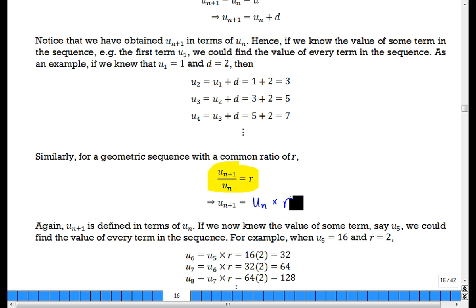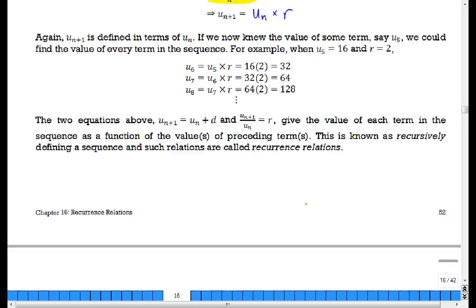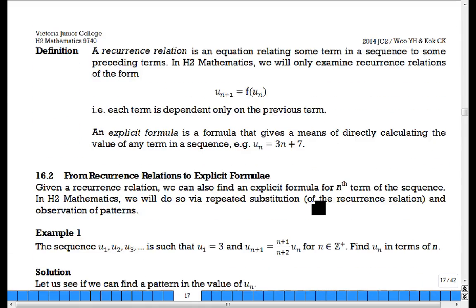Alright, let's do the definition first. A recurrence relation is an equation that relates some term in the sequence to some preceding term. But for the purpose of this syllabus, we will only look at this form: each term is dependent only on the previous term.